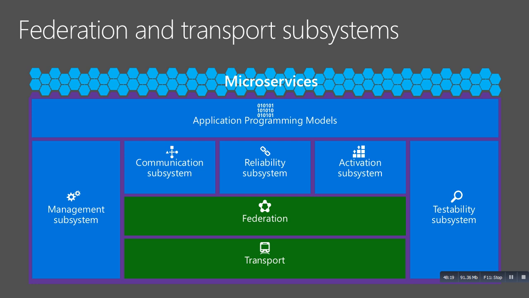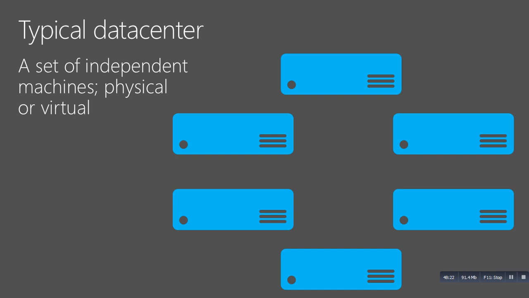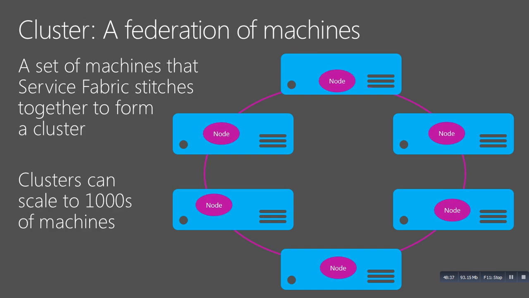And we were forming a cluster, let's say a federation of machines, a set of machines that Service Fabric manages. Earlier it was less, and now once you install Service Fabric, it will stitch all those machines together, call them nodes, and form a cluster. A cluster can scale up to thousands of machines. Here is how machine failure will be detected.